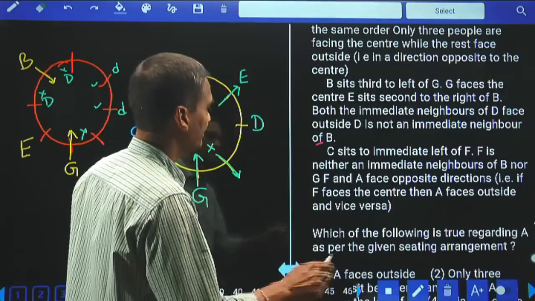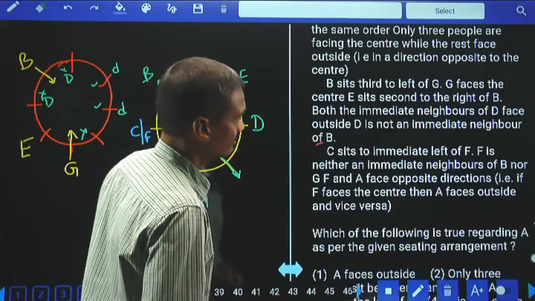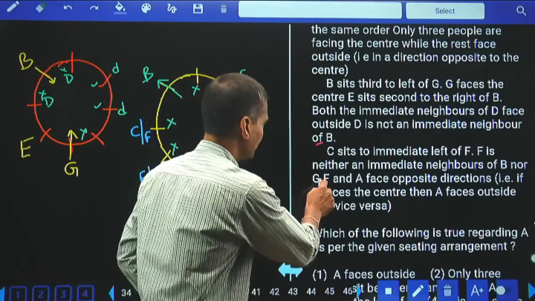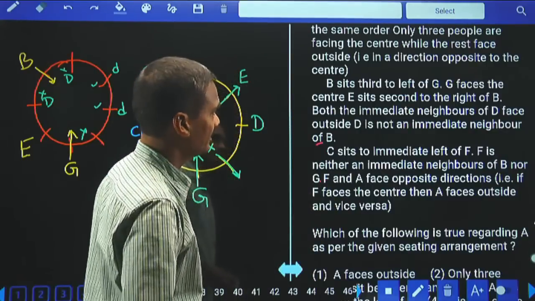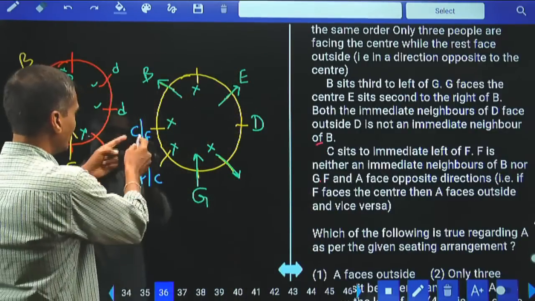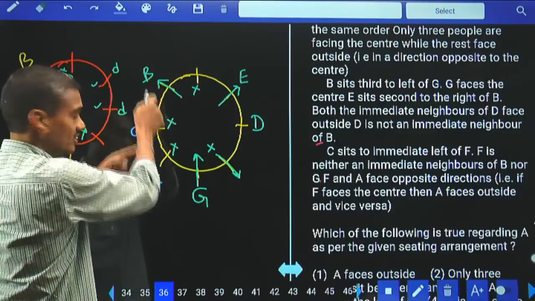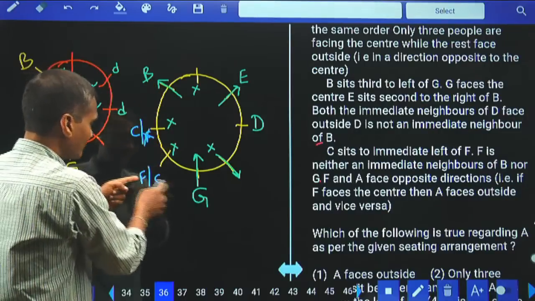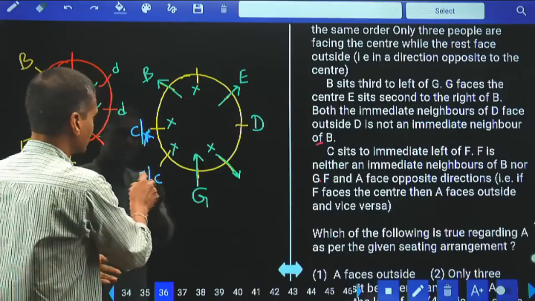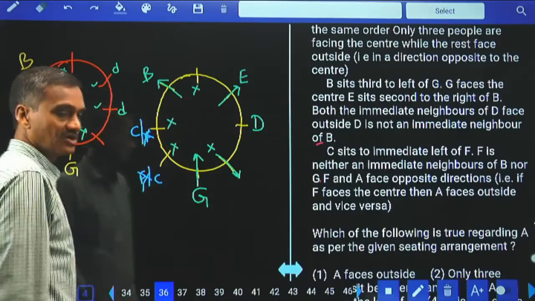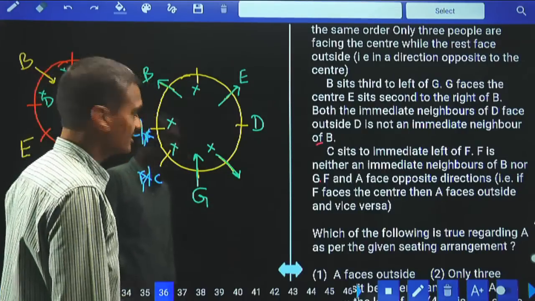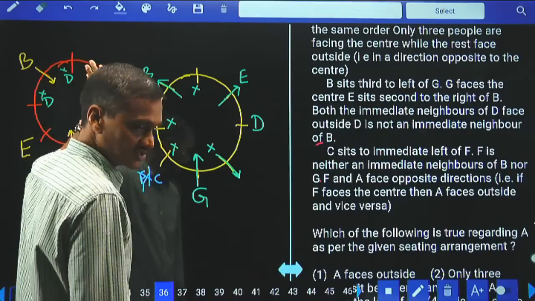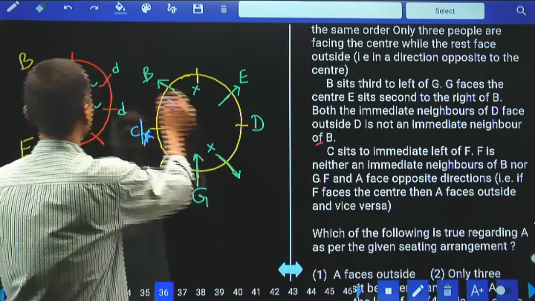F is neither an immediate neighbor of B nor G. Now, if F is here, F is adjacent to B, which should not be the case. F cannot be here. If F is here, it is adjacent to G, which should not be the case. Hence, the second case is completely invalid. As the second case is invalid, we are left with the first case. Isn't it? Now this is ruled out.